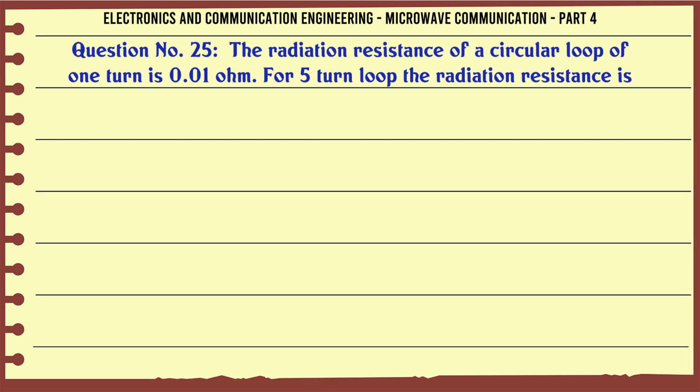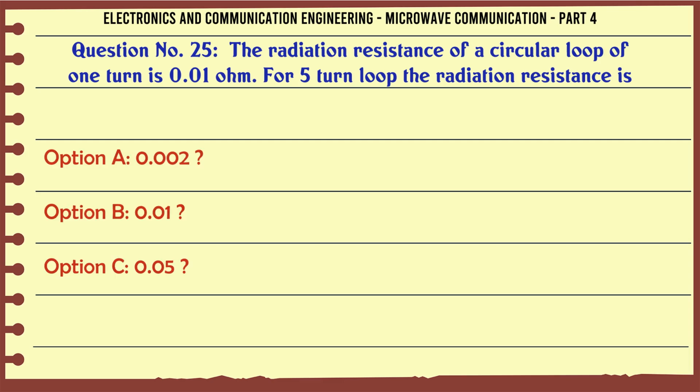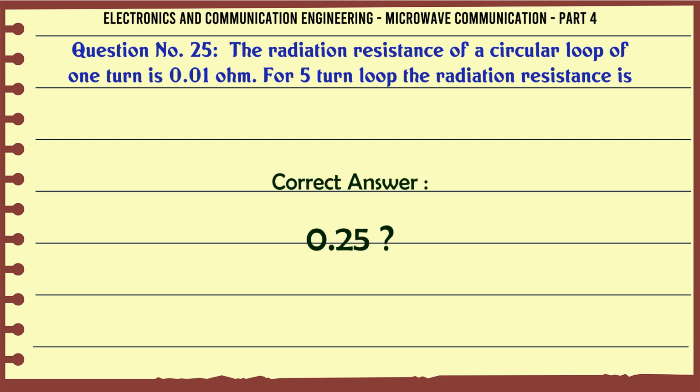The radiation resistance of a circular loop of 1 turn is 0.01 ohm. For 5-turn loop, the radiation resistance is A. 0.002, B. 0.01, C. 0.05, D. 0.25. The correct answer is 0.25.